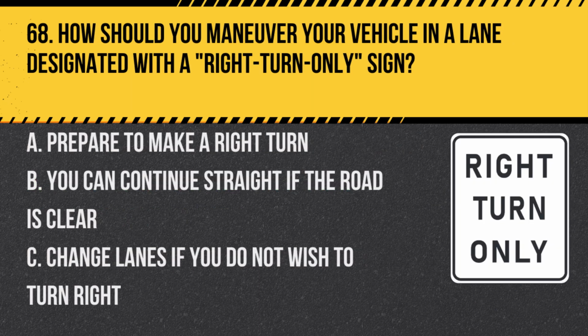Question 68. How should you maneuver your vehicle in a lane designated with a right turn only sign? A. Prepare to make a right turn. B. You can continue straight if the road is clear. C. Change lanes if you do not wish to turn right. Answer: A. Prepare to make a right turn. This sign indicates that a right turn is mandatory for vehicles in that lane.